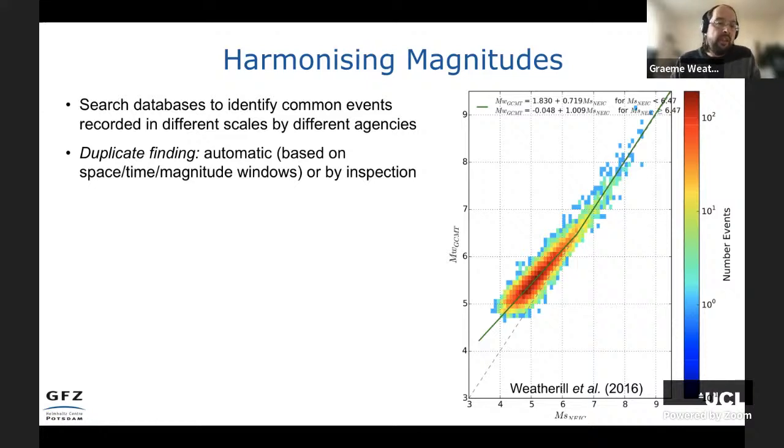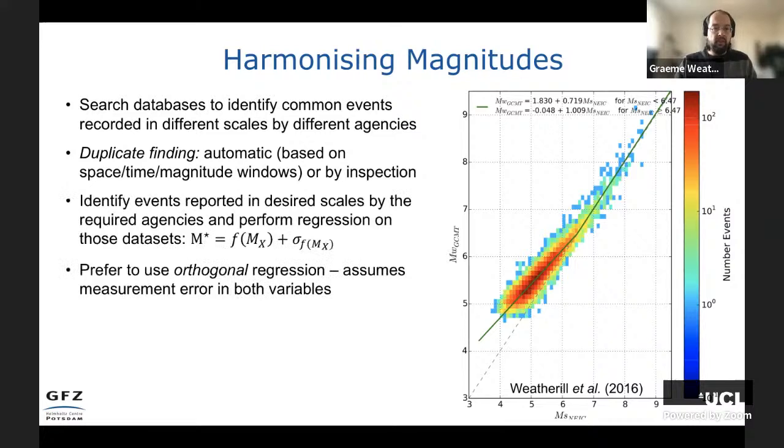So what we're doing then is often more of a data-driven approach. We begin by compiling databases where we integrate our different data sources, and we try and identify the common events. We try and identify those events where we have magnitude or location estimates from multiple agencies. This is something we do often by duplicate finding. It can be done algorithmically if you're dealing with tens of thousands of events, or by inspection if you're dealing with a smaller number of events.